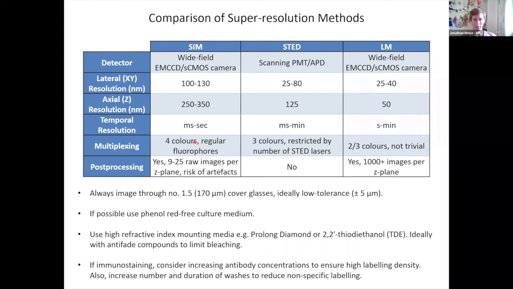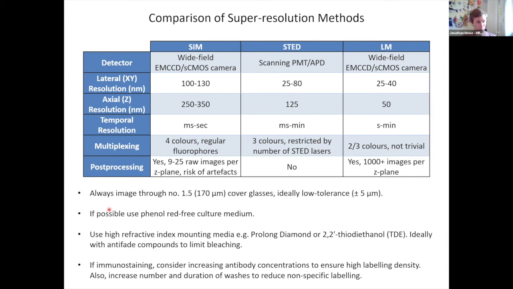In terms of multiplexing, SIM is the most flexible. STED is restricted by the number of laser lines you have, and localization microscopy is restricted by the number of genetic fusions you can make, or the ability to get multiple dyes blinking at the right density in your STORM buffer. In terms of post-processing, both SIM and localization microscopy require post-processing, and therefore you have to watch out for artifacts.